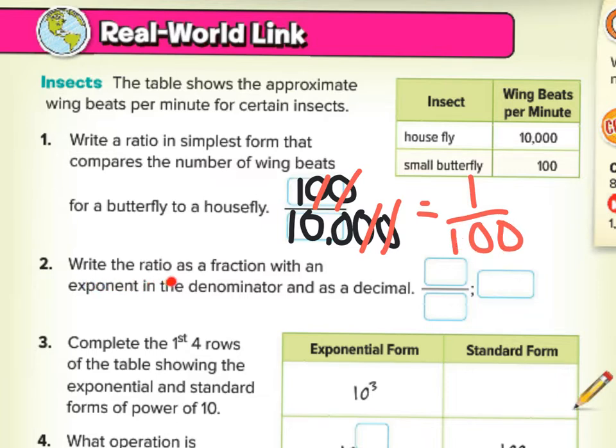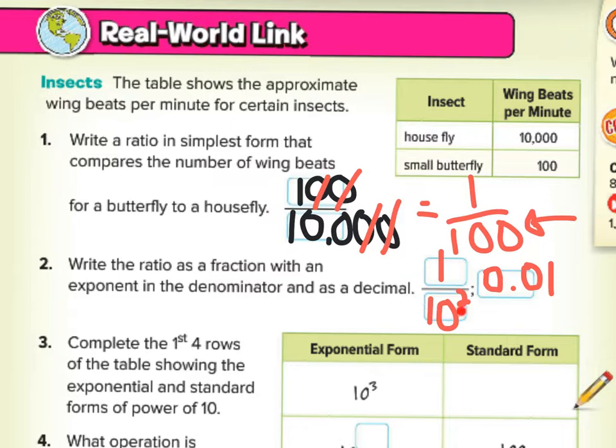Write the ratio as a fraction with an exponent in the denominator and as a decimal. Okay, so now I'm going to write 1, and 100 can be written with an exponent as 10 to the power of 2. Now, they're asking us to write it as a decimal as well. 1/100 can be written as a decimal as 0.01. So now you can see how when you have an exponent, you write it as a decimal.